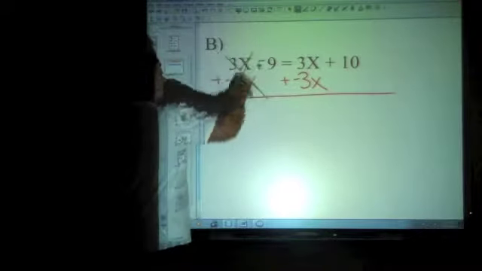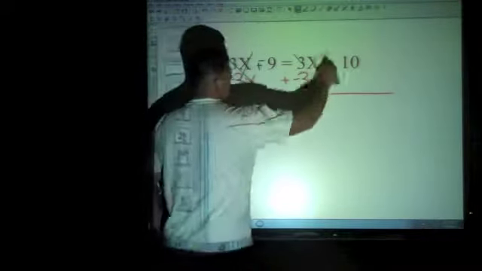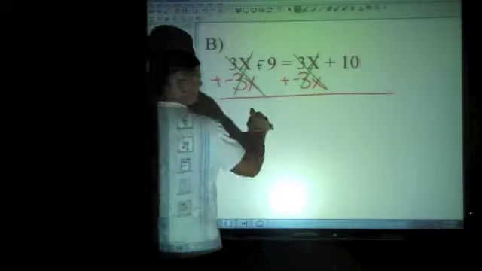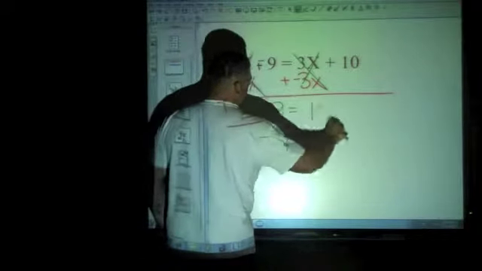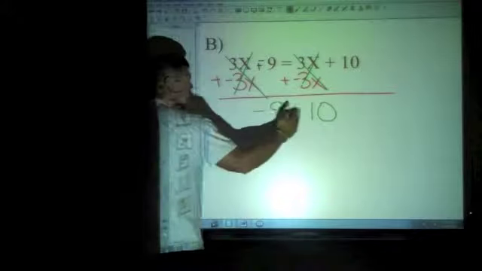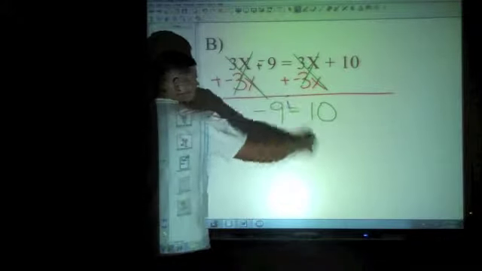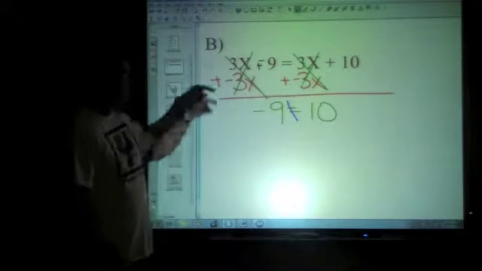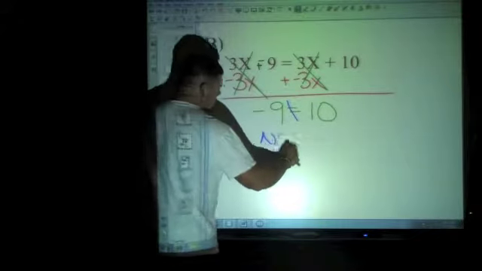And these 3x's cancel out because they're opposite, and what do you know? Those two cancel out because they're opposite, leaving us with negative 9 equals 10. Is it possible for negative 9 to equal 10? No, that is not possible. This is a no solution.